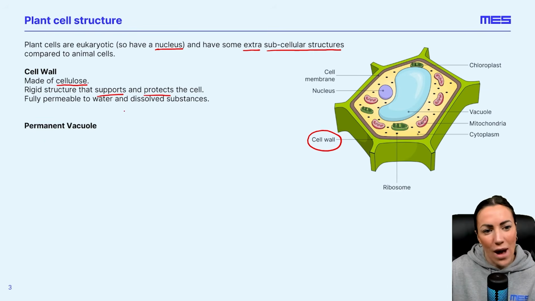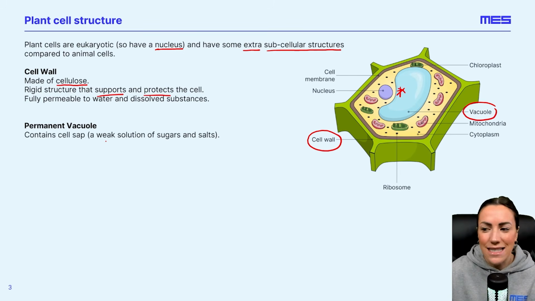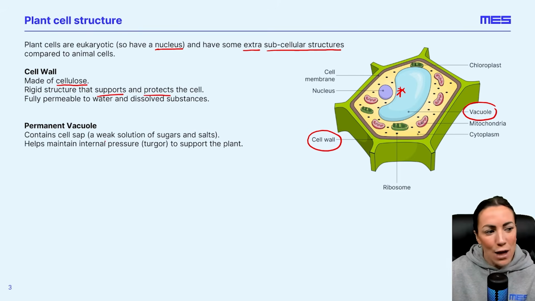Plant cells also have a large permanent vacuole, which you can see here, this big blue section. Now, this vacuole contains cell sap, which is a weak solution. It will contain sugars, salts, and water. It helps to maintain the internal pressure when it's nice and full, and it pushes out against the cell membrane, and it helps to support the plants.